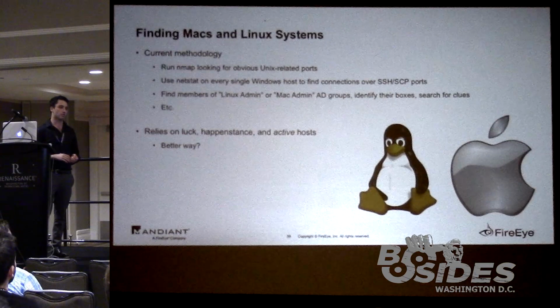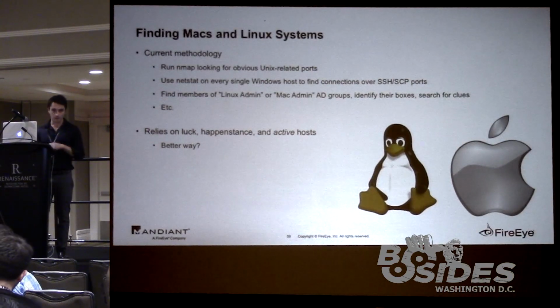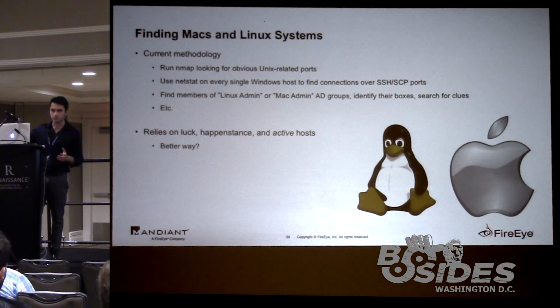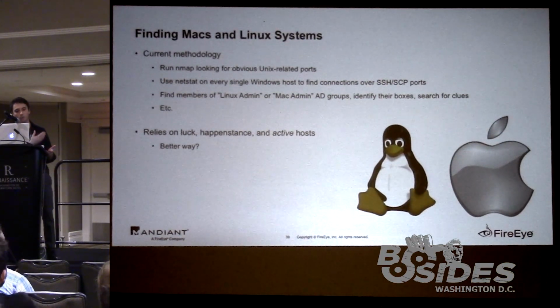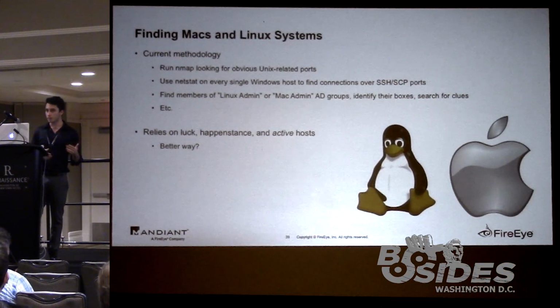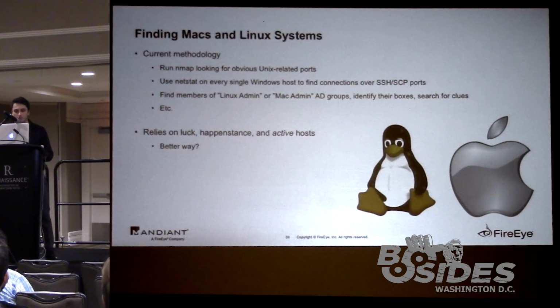So the current methodology that we have, we can do a couple of things. We could run nmap across, basically in the dark, right? You don't know where the system is, you're just going to point it somewhere, run it on this subnet and hope for a Linux or Mac port to be open that you would see. You can run netstat on every Windows system that you see and see where it's communicating and if there's an obvious Mac port connected to there.